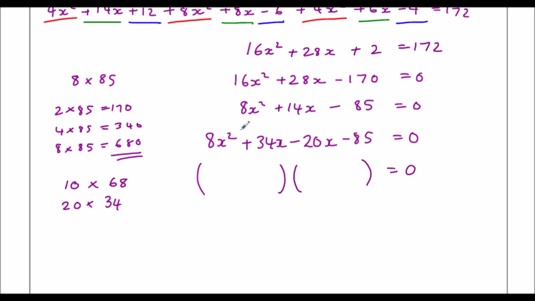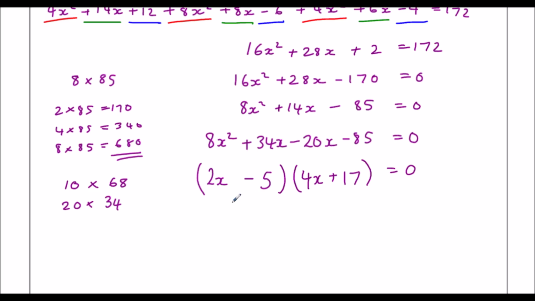So what can I take out of these first 2 terms, 8x squared and 34x? They've both got a 2x in them, so I can take 2x out of both of them. 2x times 4x makes 8x squared. 2x times 17 makes 34x. Then my next term is something times 4x that makes negative 20x. That must be negative 5. And negative 5 times 17 gives me my 85.